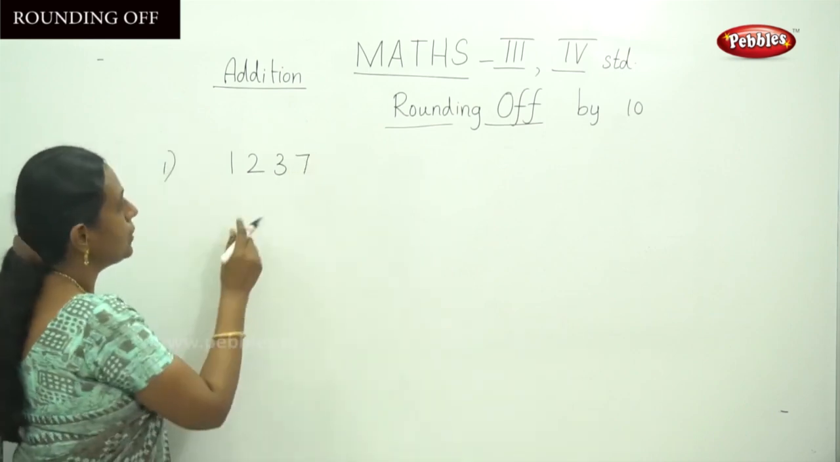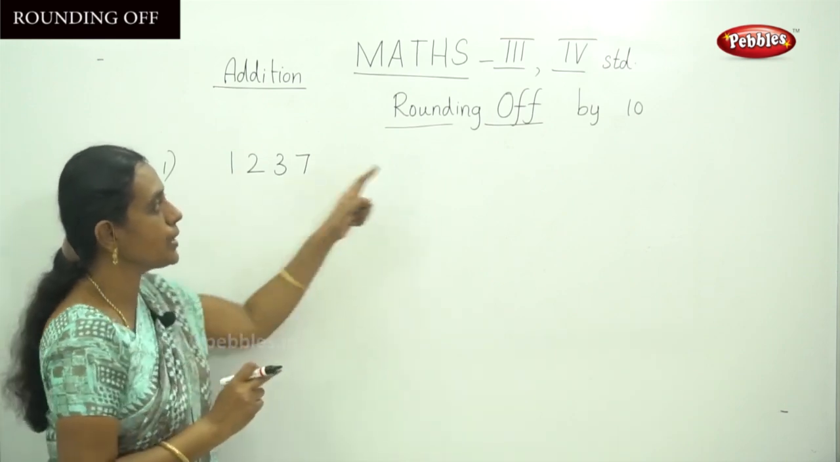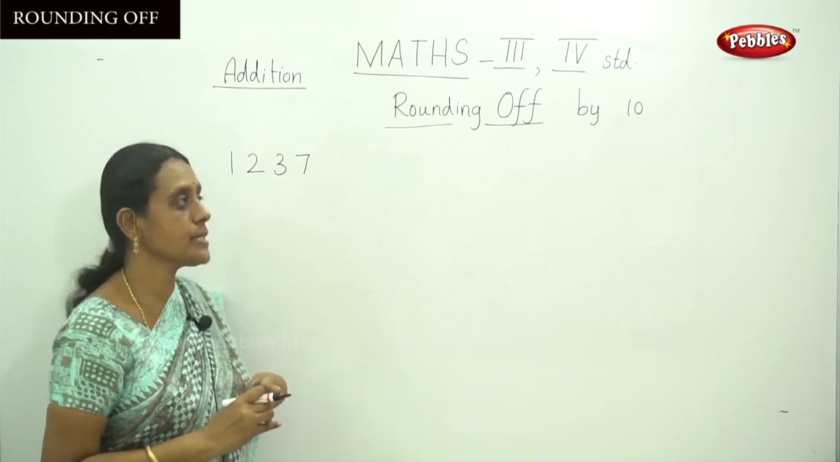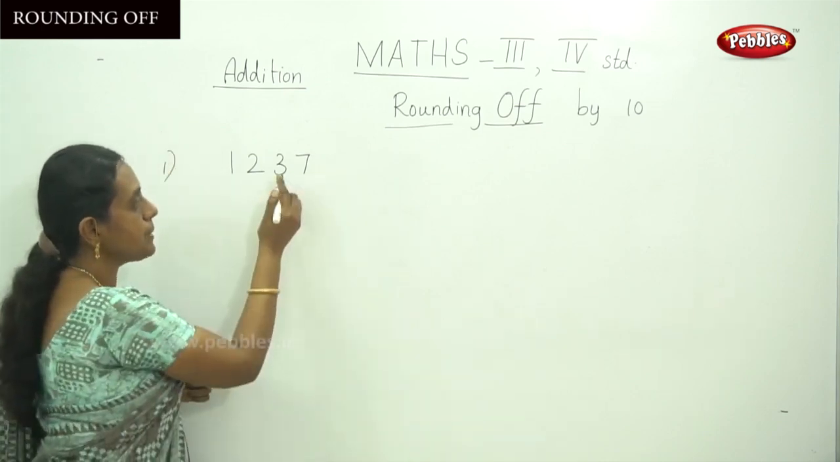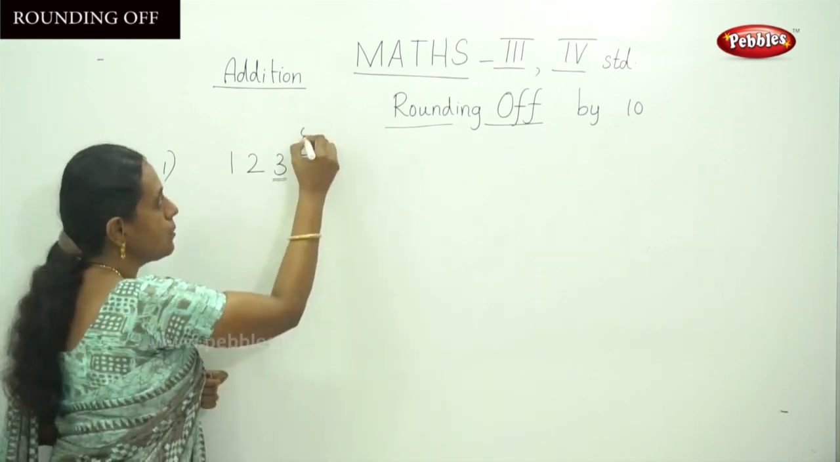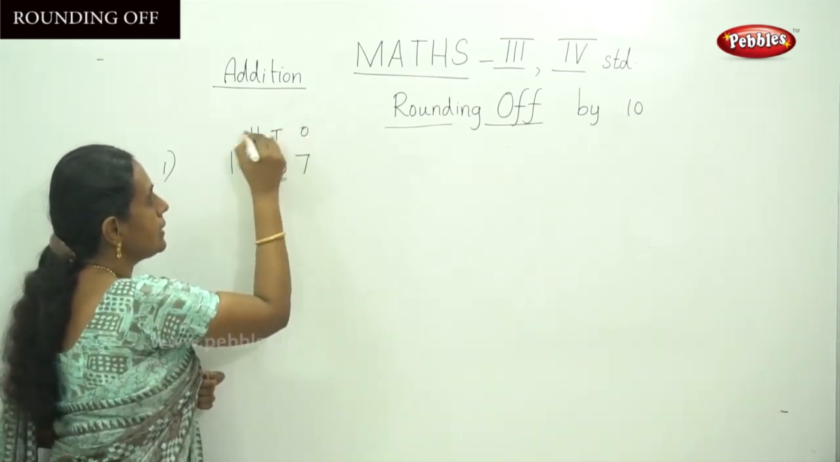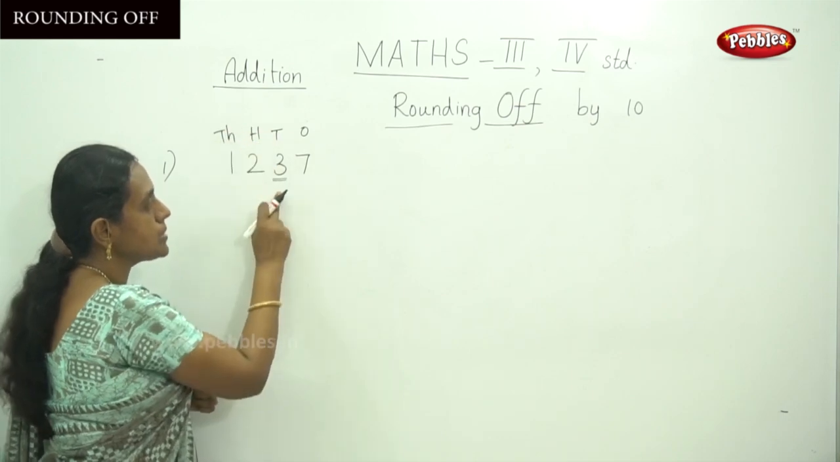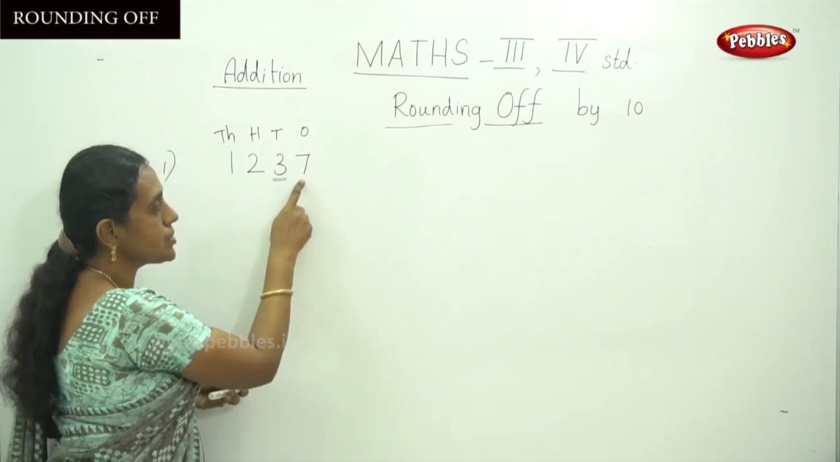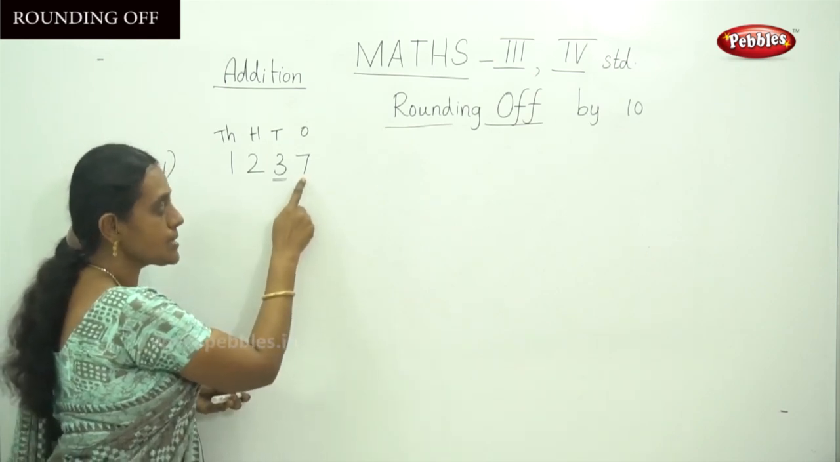1237. Okay, so the question is rounding off to the nearest 10. How to do this? First, here the tens place number is this one. For the ones, tens, hundreds and thousands places, children, this is the tens place number, isn't it? And observe this digit. This is the ones place, the last digit.